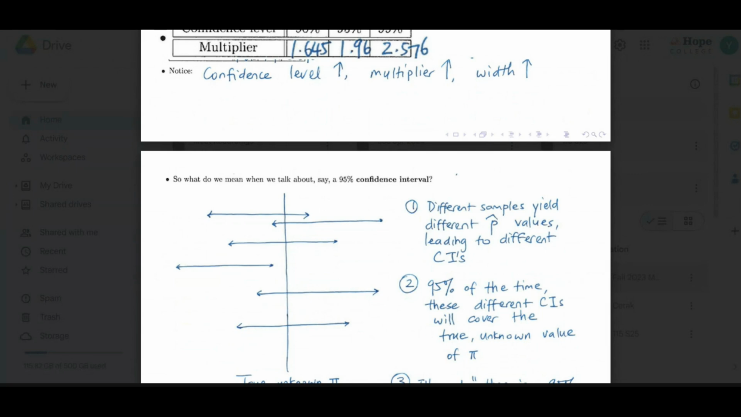You get a p hat. Today I had this proportion that were born in Michigan. Today I had this proportion. So you build all the confidence intervals. Different samples yield different p hats. That's the first step to interpreting confidence.